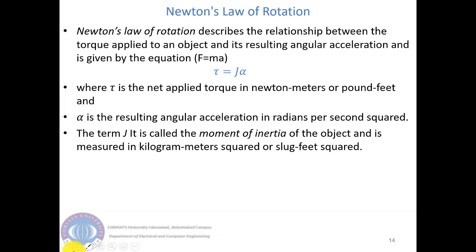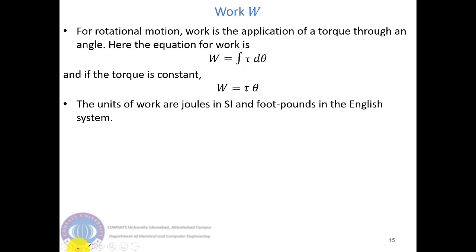Then we defined Newton's law of rotation, which says that torque is equal to the moment of inertia times the angular acceleration, which is similar to F equal to ma that we know as Newton's law of motion. Then we defined the terminology work, and we said that it is the application of a torque through an angle. That is how much work is done by applying a torque.